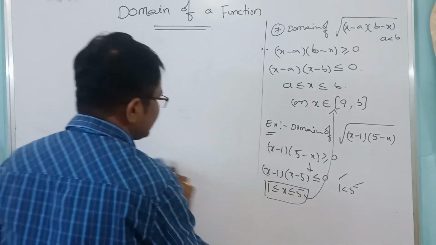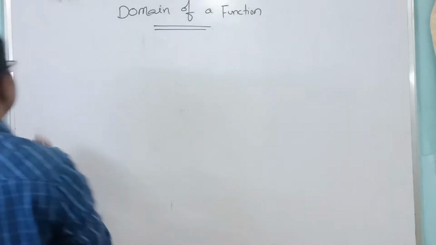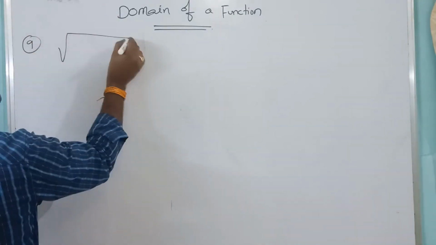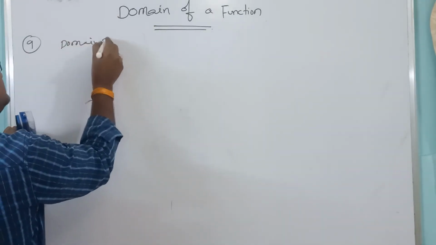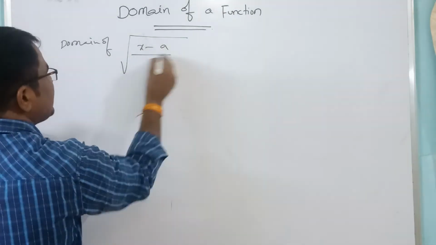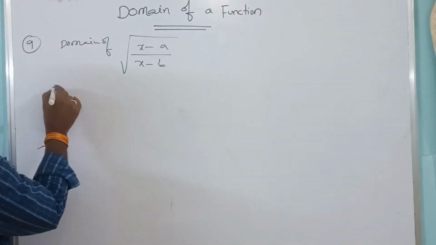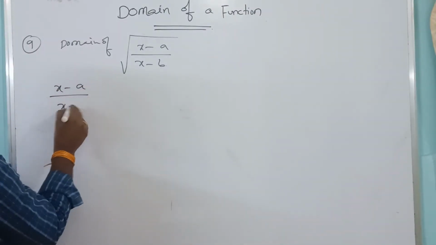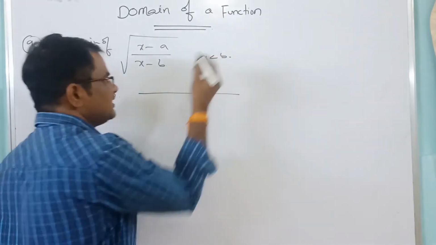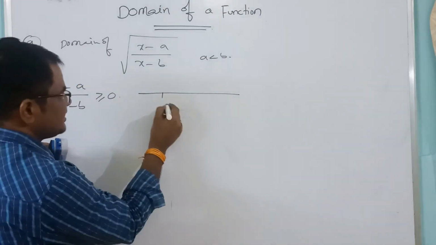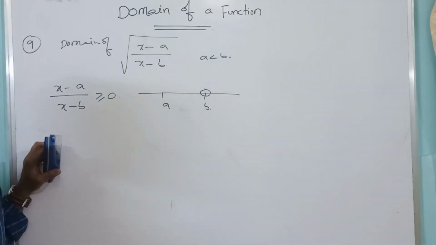Suppose like this they have given. Ninth one: find the domain of the function root of (x minus a) by (x minus b). This is an important one. Here also the value under the root, (x minus a) by (x minus b), is greater than or equal to 0. Take these two, suppose here a less than b. So take a number line, here a, here b, but b is in the denominator. Like this, if you take a number line and simplify, you will get the answer, right?